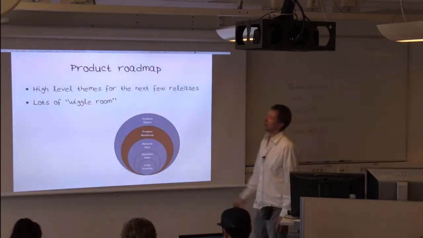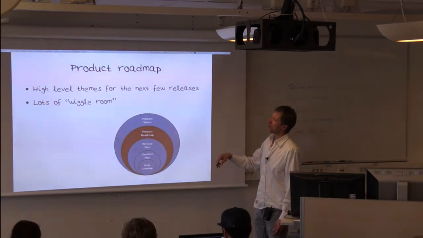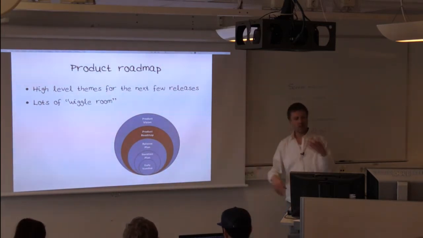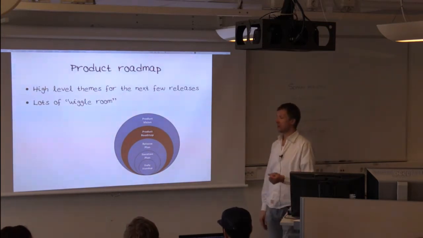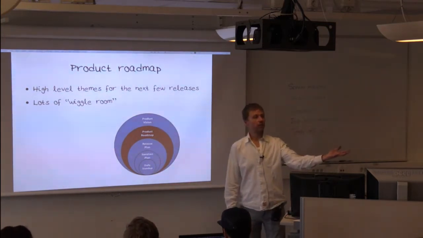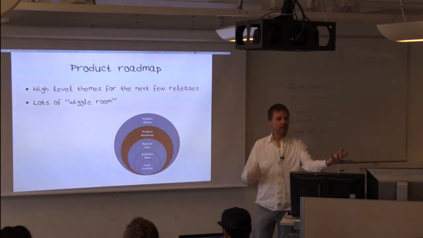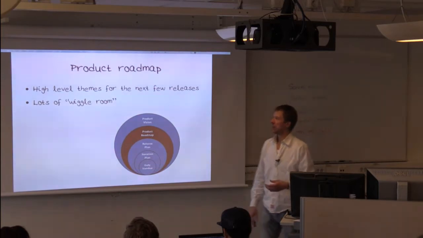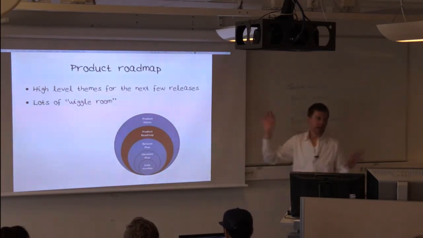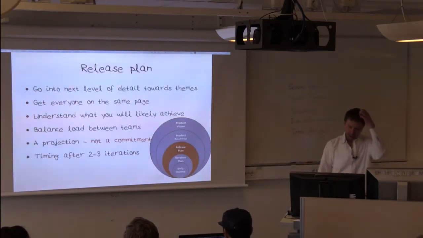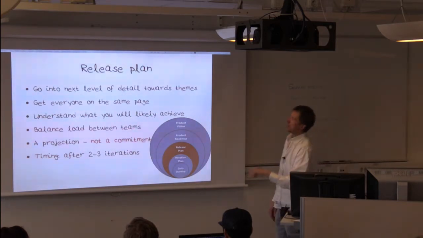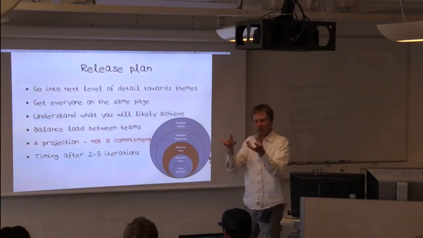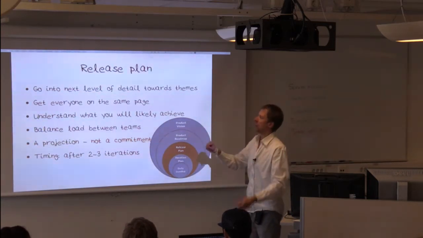Product roadmap, say you have high-level themes. Could be like, well, you know, in the next release we might introduce a social component, social functionality around the content or whatever it is that this business is publishing. That could be that level, kind of. Lots of wiggle room here, right? Very rough. And then you have the release plans, the next level of details. Themes are kind of big user stories, but not huge, right?